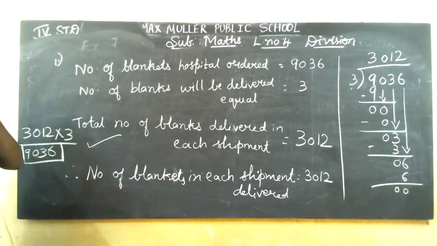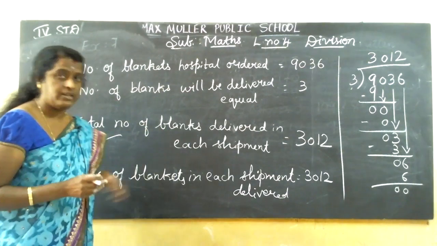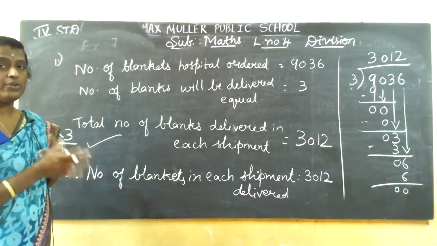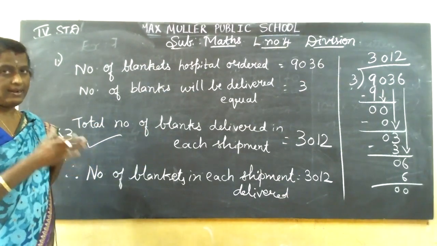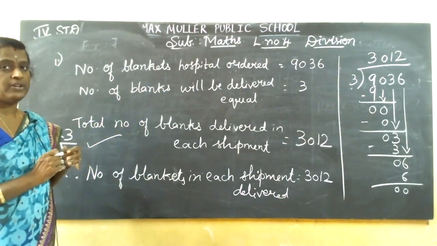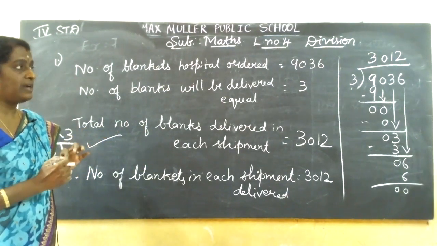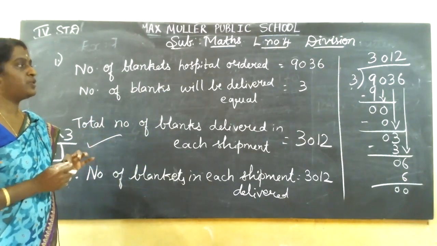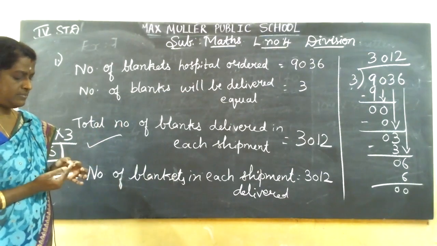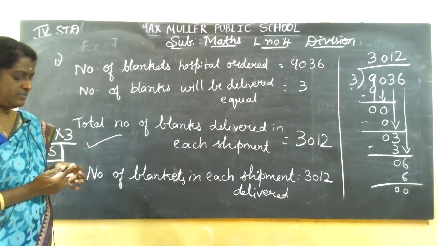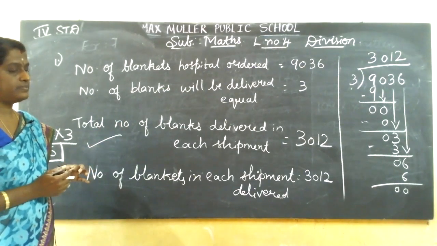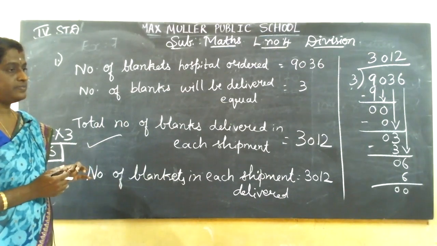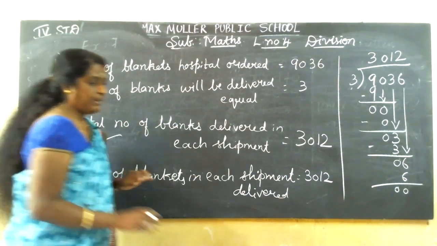Okay, children. So when you do division, when you want to check, just multiply quotient into divisor. If remainder is there, you do plus. Add that. So your answer will come. If the dividend answer comes correct, the sum is correct. Let's copy down this. Shall I rub the board?